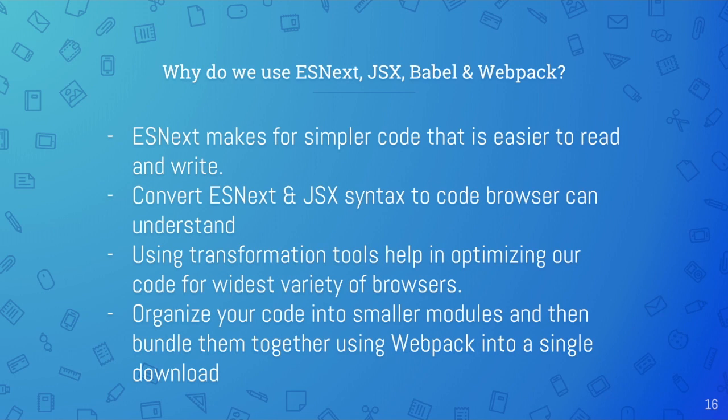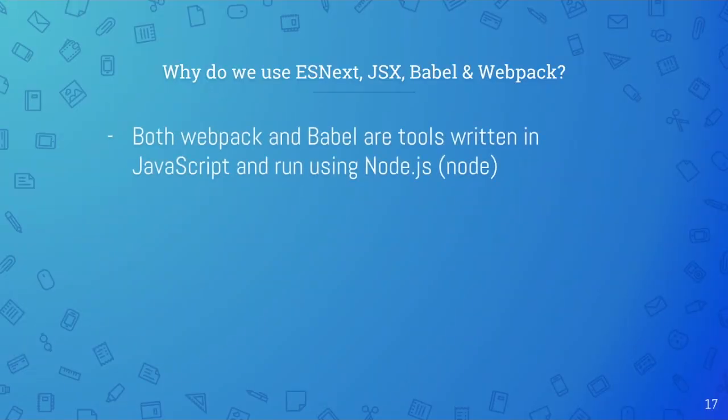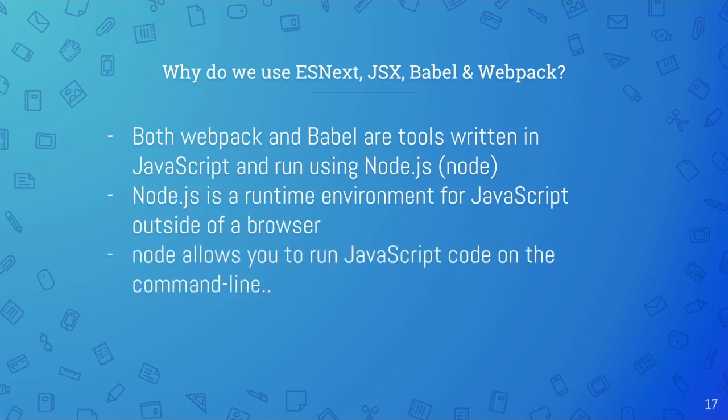Okay, next up, why do we use ESNext JS? One more thing is that both Webpack and Babel are tools written in JavaScript and run using Node.js. As I explained earlier, Node.js is a runtime environment for JavaScript outside of the browser, so it helps us run JavaScript on the server side. And Node allows you to run JavaScript code on the command line as well.